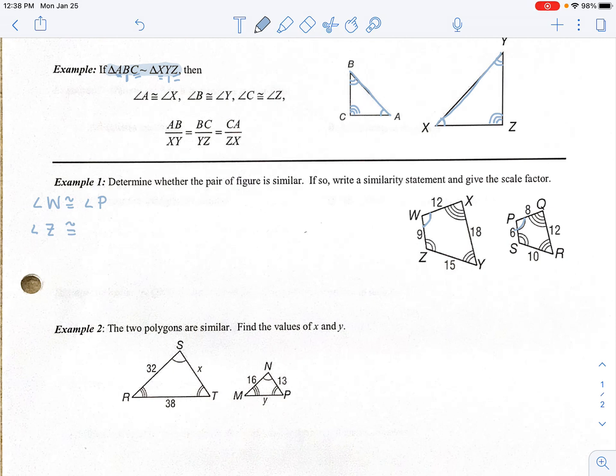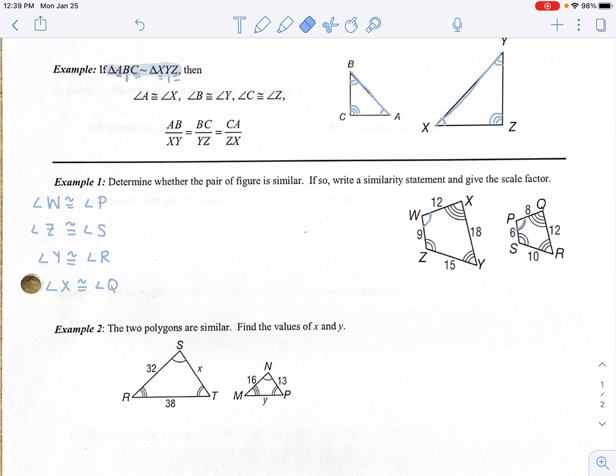Up next is angle Z. Angle Z has 2 marks, so it should be congruent to the one over there that has 2, which is angle S. Angle Y would be next. Angle Y is congruent to angle R. And angle X is congruent to angle Q. So they have matching angles, which is perfect because you want the angles to be the exact same amount.